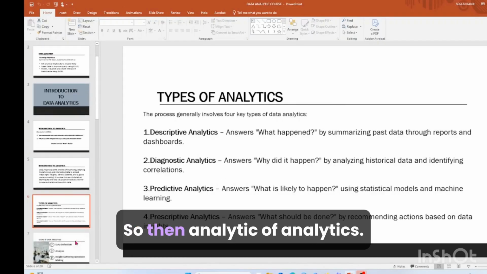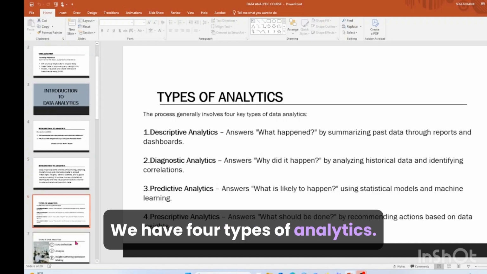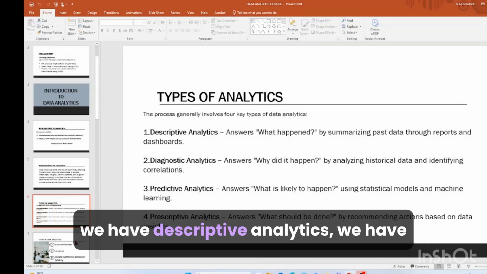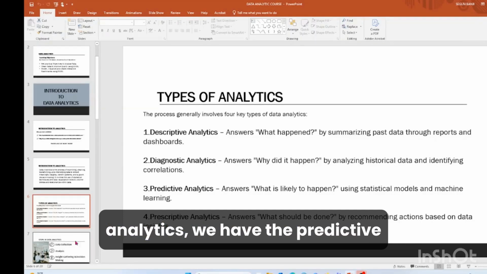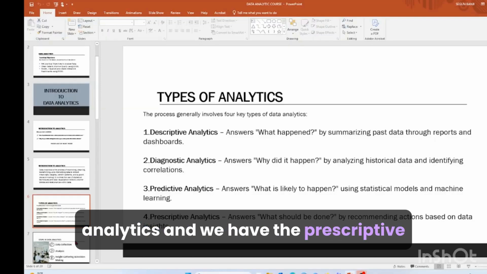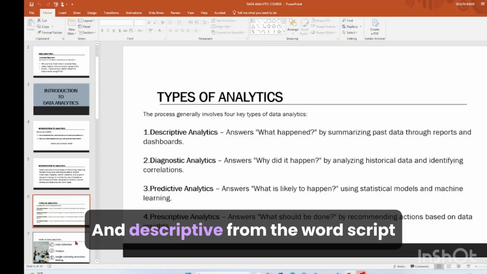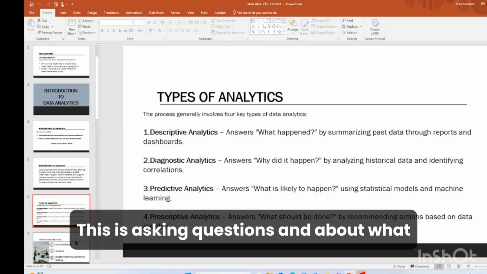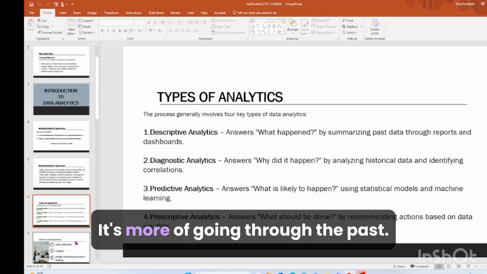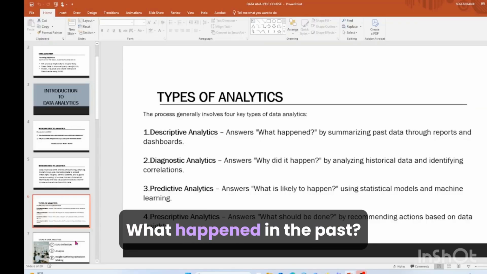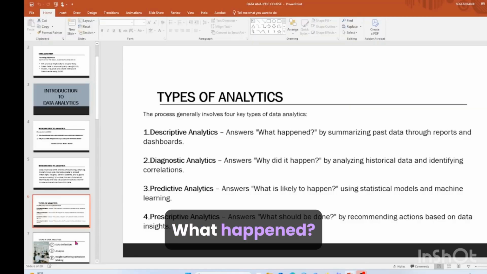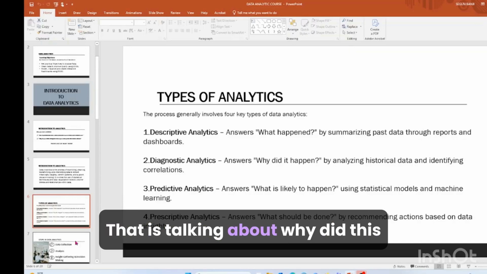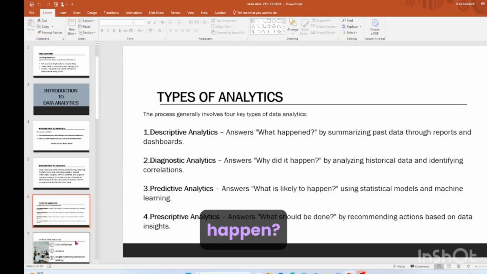So then, we have four types of analytics. It might not come in this arrangement, but we have descriptive analytics, diagnostic analytics, predictive analytics, and prescriptive analytics. Descriptive, from the word describe, is asking questions about what happened. It's more of going through the past. What happened in the past? Then we have diagnostic. Diagnostic is talking about why did this happen?